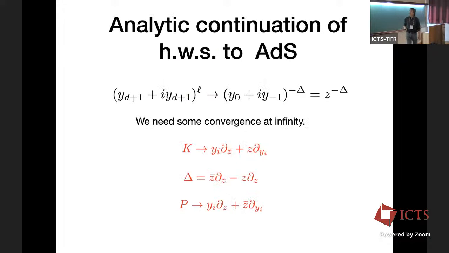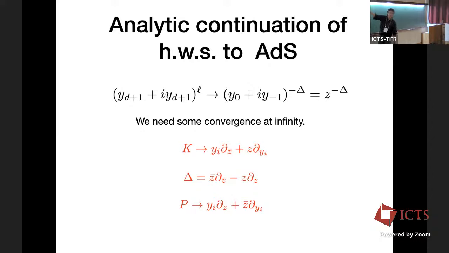So what I do is I take the D plus 1 and the D plus 2 coordinate, and I make them into a complex coordinate to the L power. And I analytically continue this to y0 plus i y minus 1. And then this thing that was here, L, I call it minus delta. This is just a change of nomenclature. So this is what I call the variable z to the minus delta. I didn't do anything. I just took the highest weight state and analytically continued it to SO(d,2).